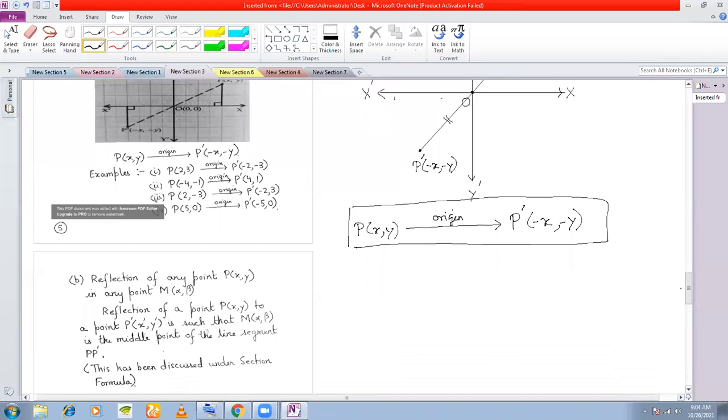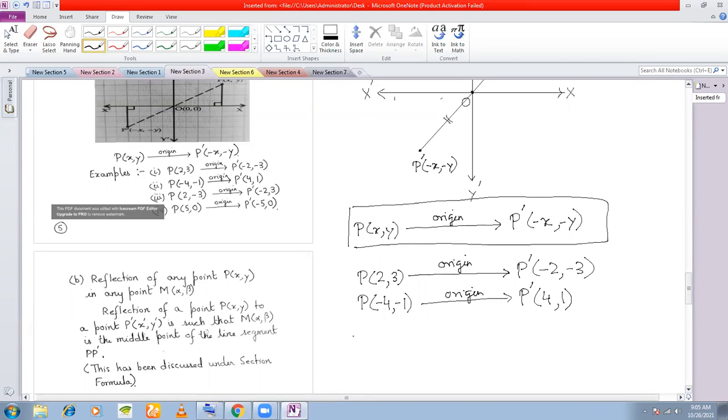Okay, let us take an example. Suppose I want to reflect the point P(2, 3) in the origin. So the coordinates of the image will be, you change the sign of the x coordinate and you change the sign of the y coordinate. This will be your coordinate. (-4, -1): if this is your point, you want to reflect this in the point mirror, which is the origin, you change the sign of the x coordinate and you change the sign of the y coordinate also.